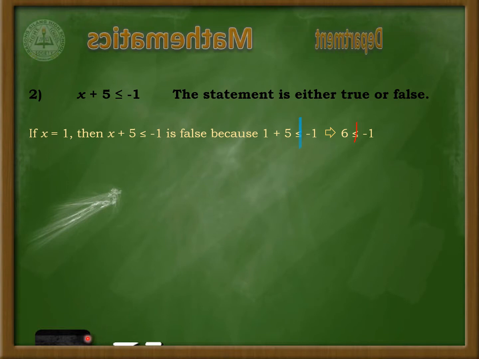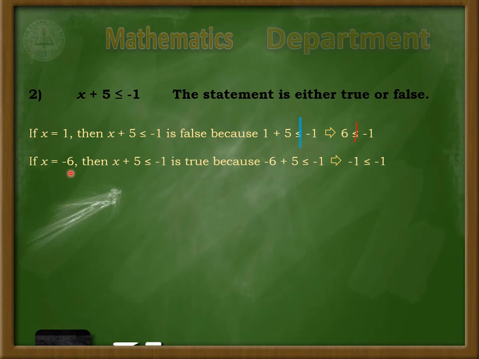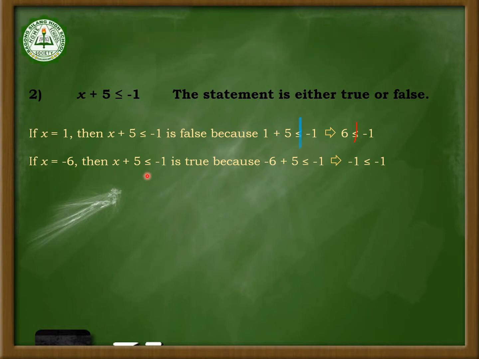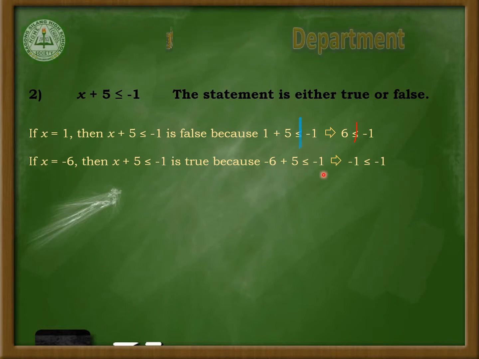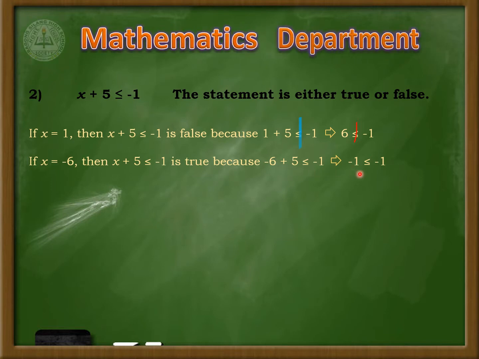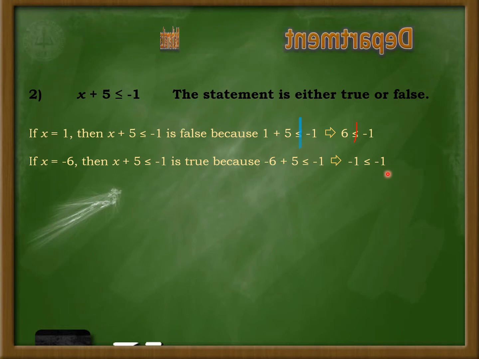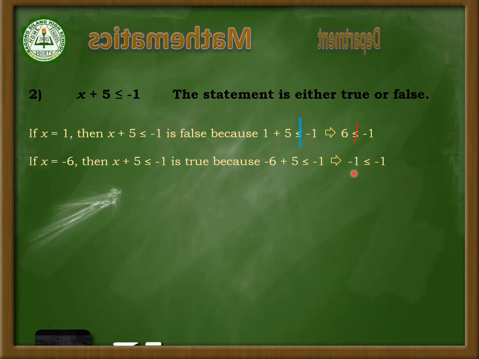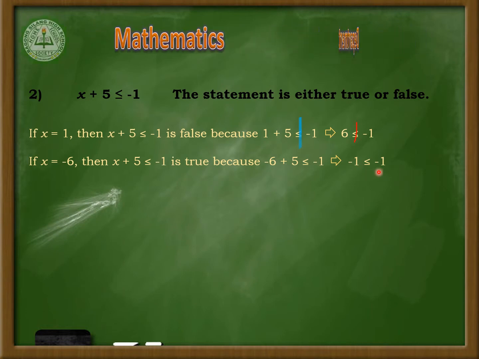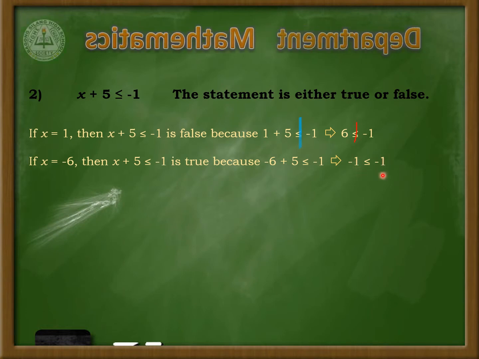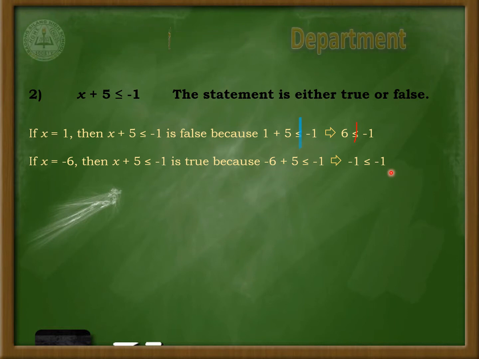Let's have another one. If x equals negative 6, then x plus 5 is less than or equal to negative 1. This time it's true because negative 6 plus 5 is less than or equal to negative 1, which implies negative 1 is less than or equal to negative 1. But somebody may ask, oh, negative 1 is equal to negative 1. It's not less than. And take note, class, that the symbol of inequality is less than or equal to negative 1. So it satisfies.